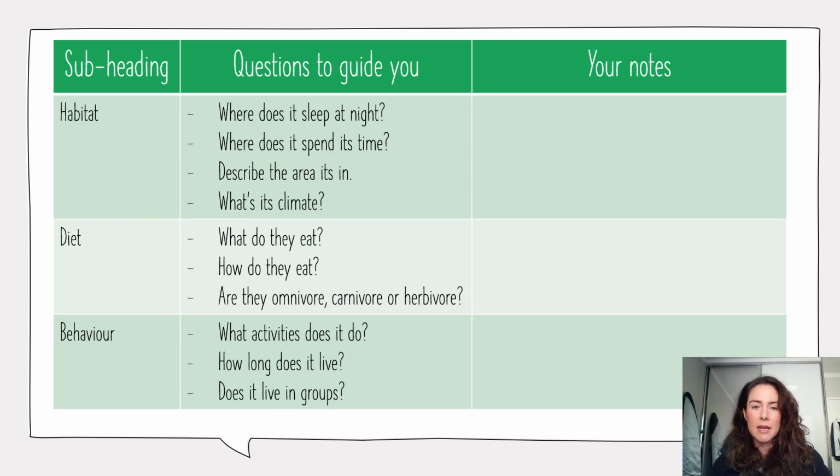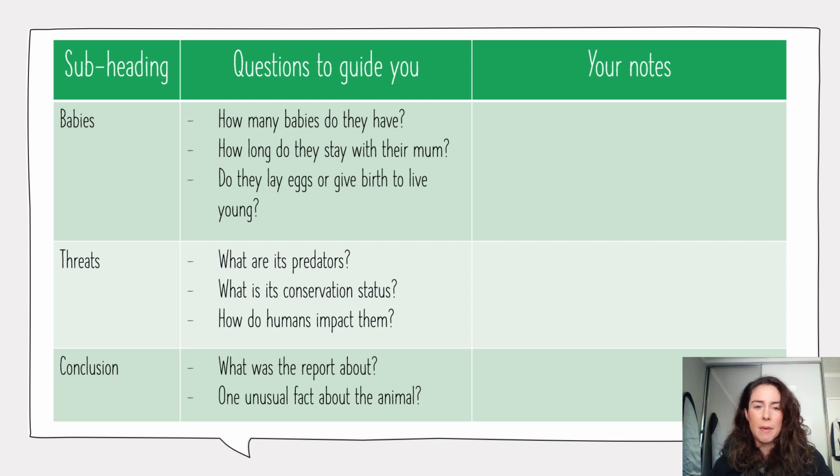These are the next subheadings to help guide your research on the animal: habitat, diet and behavior. Again, remember just to write dot points. You don't have to answer all these questions. It might not be relevant for every animal. These questions are just a guide to help you find the information. And the last three are babies, threats, and conclusion.